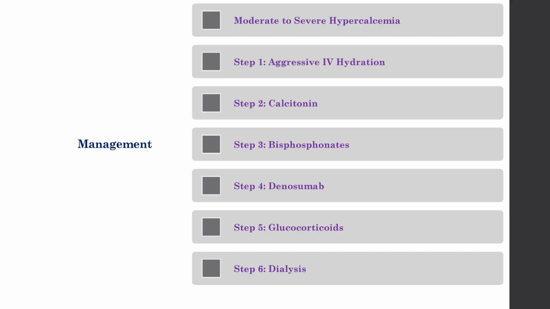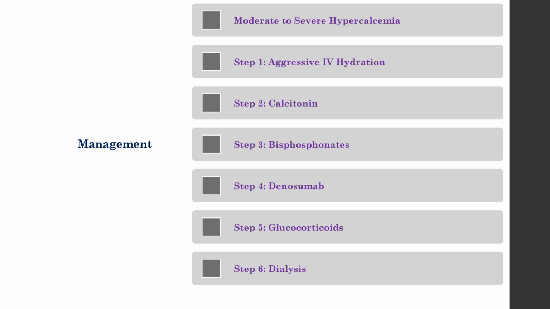Second, calcitonin. Calcitonin lowers calcium rapidly. Onset, 4 to 6 hours. Effect lasts about 48 hours because tachyphylaxis develops. Think of calcitonin as the bridge therapy while waiting for bisphosphonates.